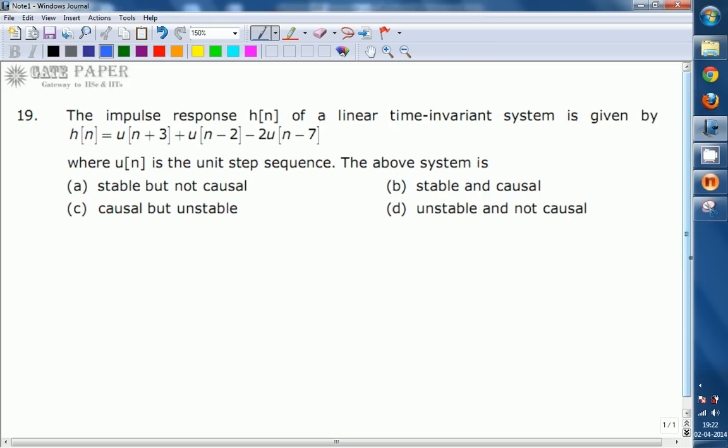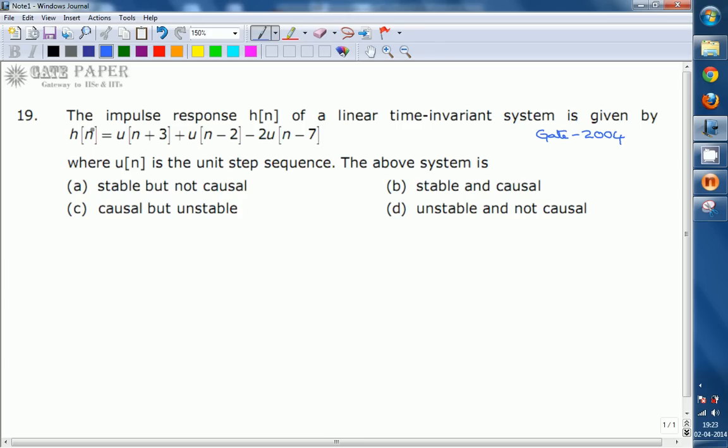Now we are going to discuss the question from signals and systems given in GATE 2004 from the basic concepts of the signals and systems, that is the linear time invariant system, and finding the stability and causality by giving the impulse response of the system.